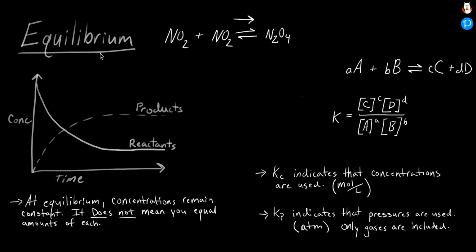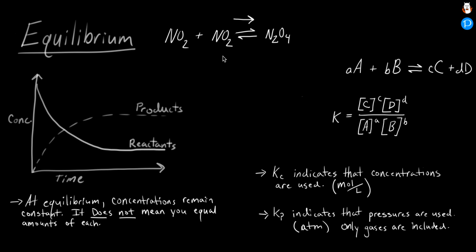Let's talk about equilibrium. If we take a look at this chemical reaction right here, we'll notice that we have this double arrow, these double half arrows I guess we could call them, and that's to indicate that you have a reversible reaction.